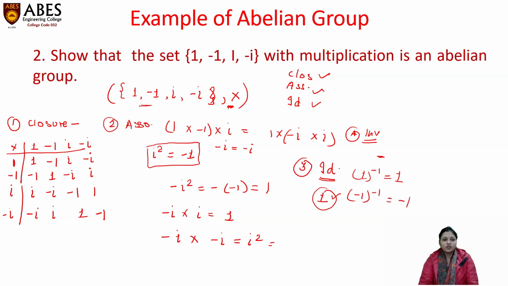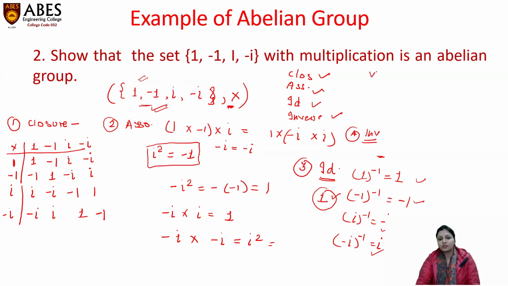What is the inverse of I? What should I multiply with I so that I get 1, the identity element? It is minus I. So the inverse of I is minus I. Similarly, the inverse of minus I is I. So 1, minus 1, I and minus I all belong to this particular set. So I will say that the inverse of all these elements exists. So the fourth property, which is necessary for an algebraic structure to be a group, is also satisfied. So this structure is a group.